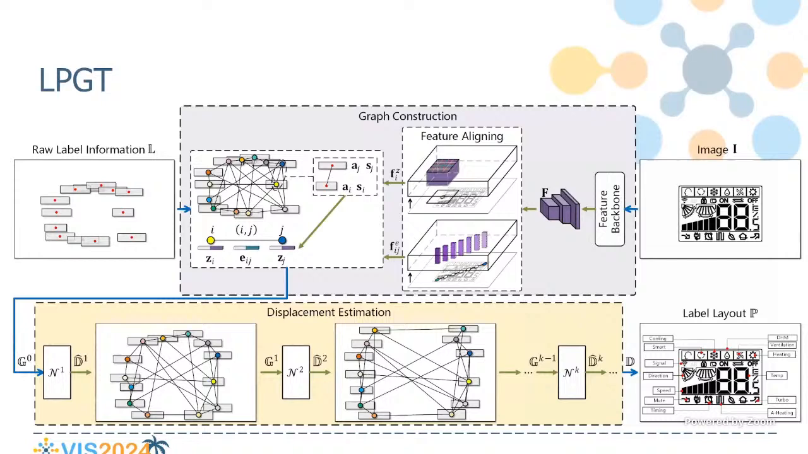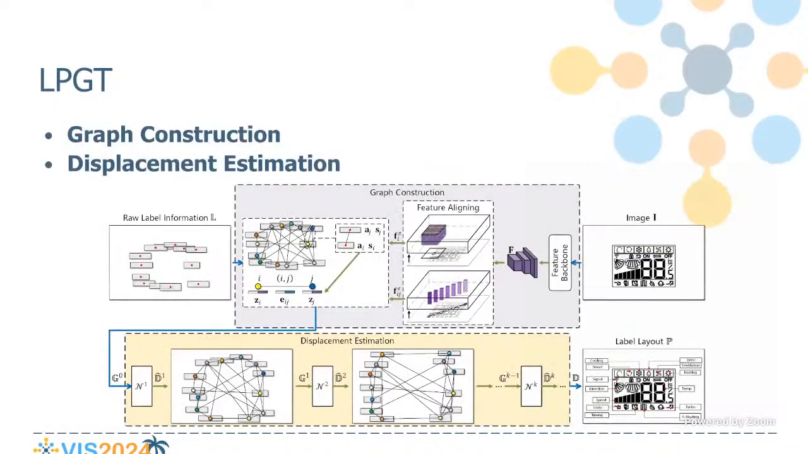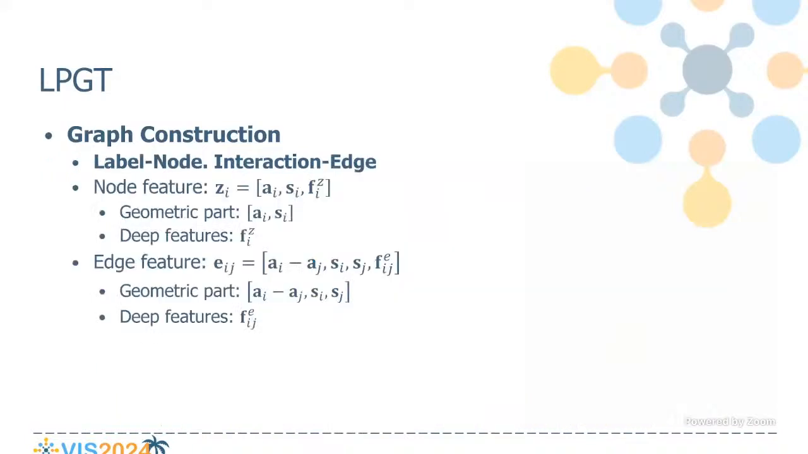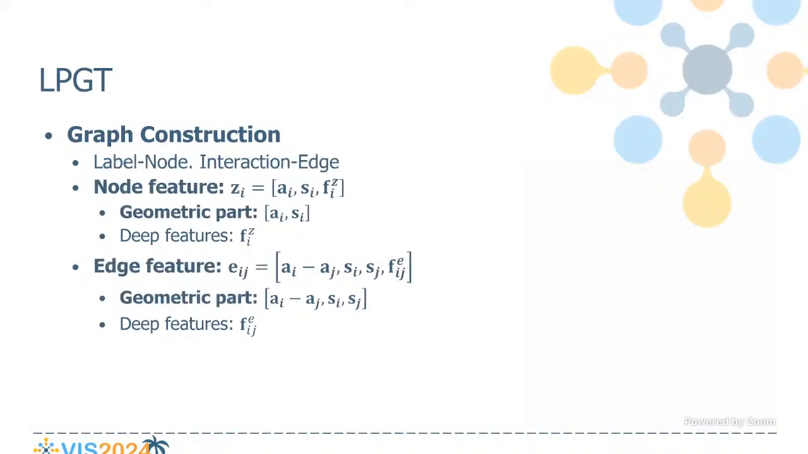Based on this problem definition, we design the architecture of LPGT. It contains two main stages, graph construction and displacement estimation. In the graph construction stage, a complete graph is constructed to capture the relationship between labels. Its node and edge features are generated from the label information and the image features. For each node, we concatenate the label anchor point and the box size as a geometric part of its features. To build the features of each edge, the distance between its two nodes is computed and concatenated with the size of two corresponding boxes as a geometric part of its features.